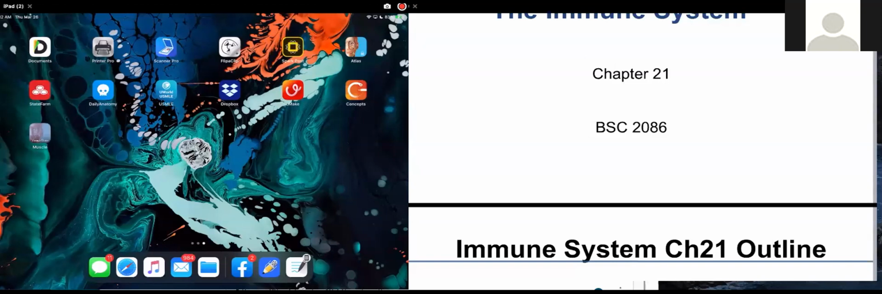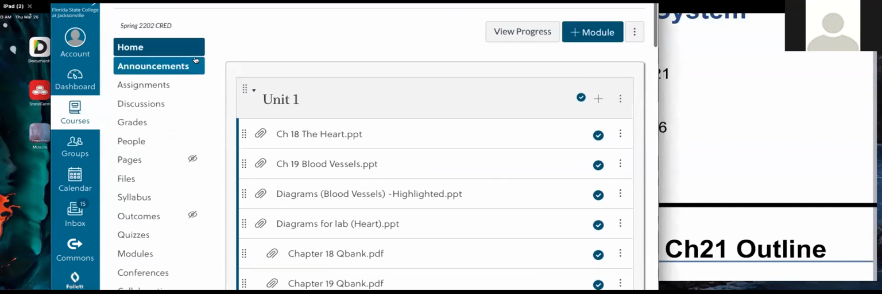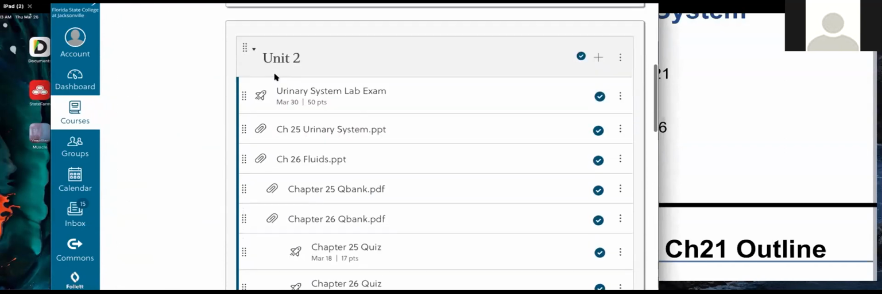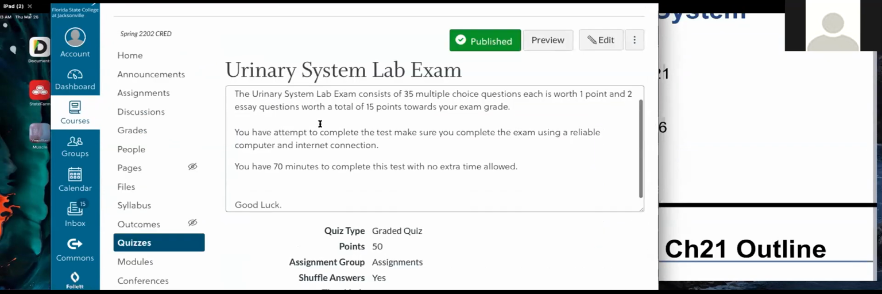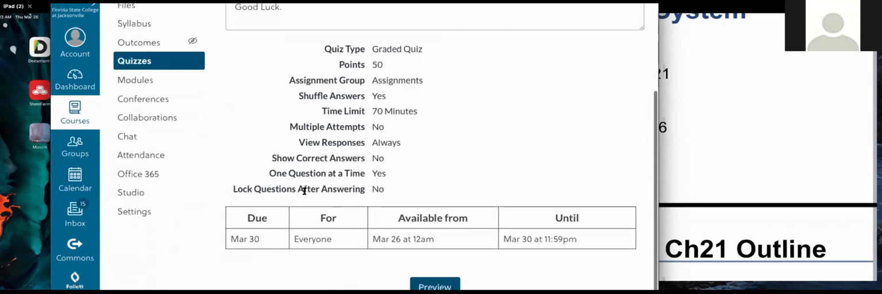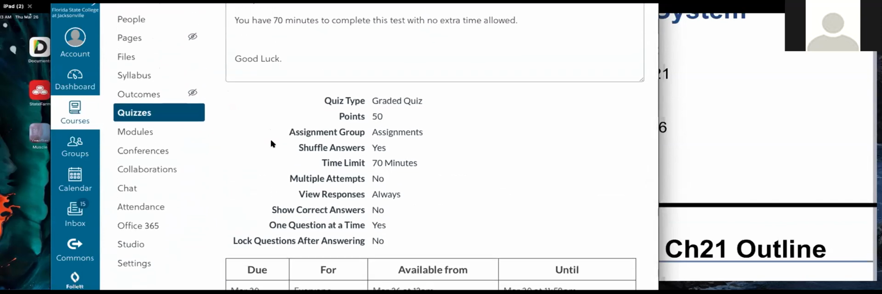All right, first concerning the lab exam. Whenever you log into your Canvas, please press home. And when you press on home, scroll down to Unit 2. When you see Unit 2, it's going to have the urinary system lab exam. You're going to be completing the lab exam as you're used to with the lecture exam and the quizzes. It's going to be conducted through Canvas without proctoring.